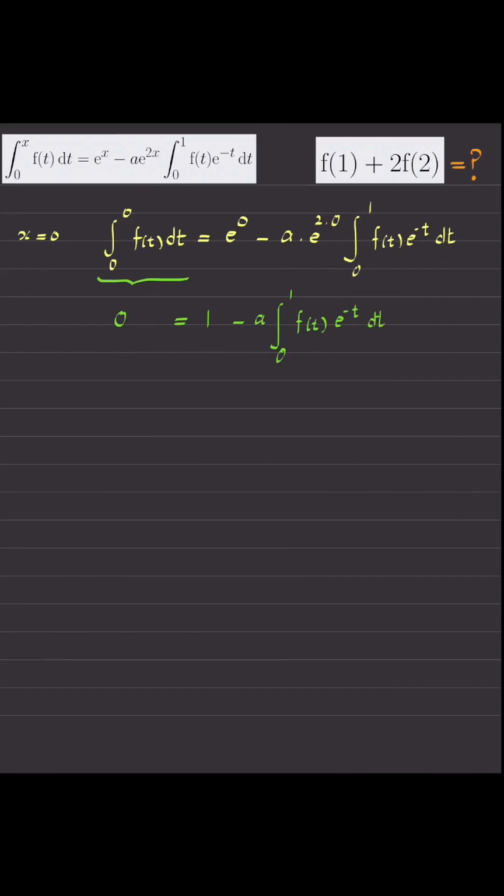Why? Because from here, if I move the integral to the left with the constant a, it becomes a times the integral from 0 to 1 of f of t e to the power of minus t dt is equal to 1. So this means that instead of a times this integral, which is exactly this combination, I can simply put 1. So this, a little bit more complicated equation, turns into a simpler equation as follows.